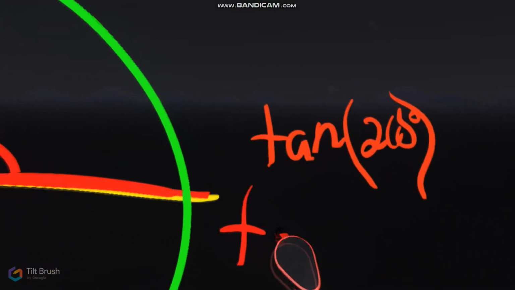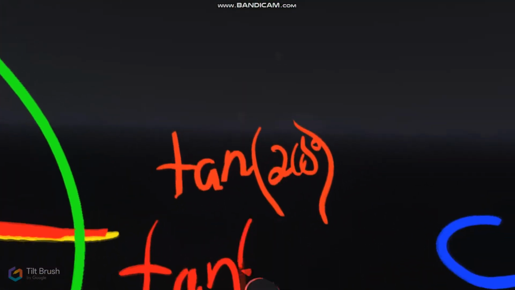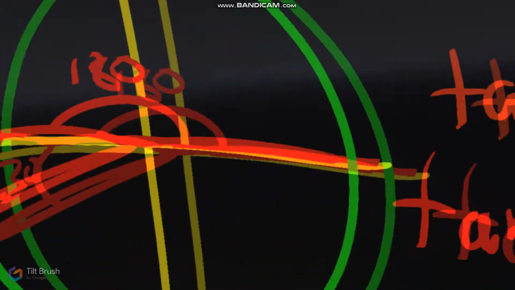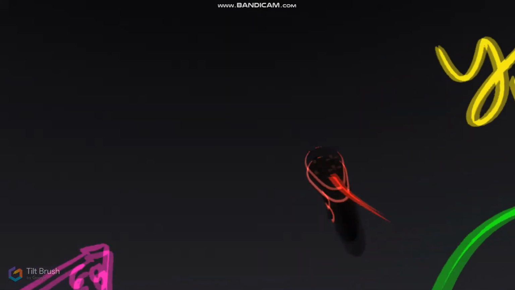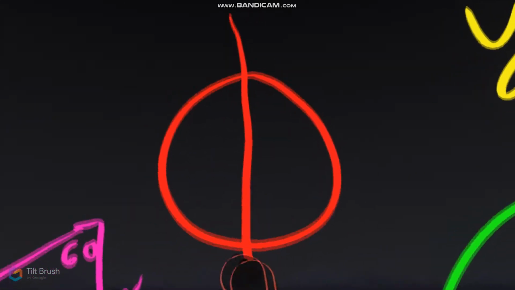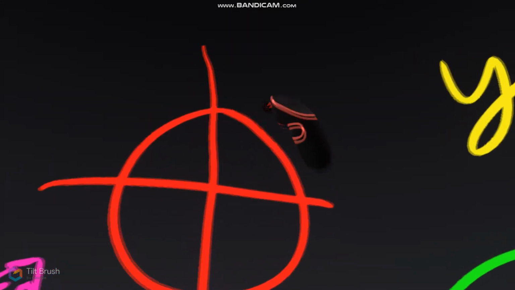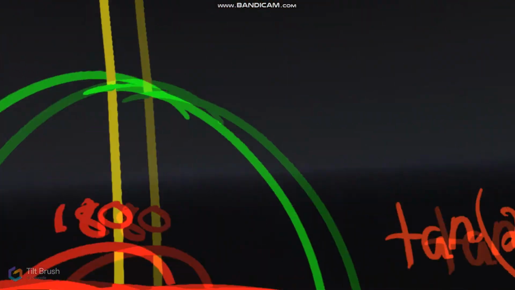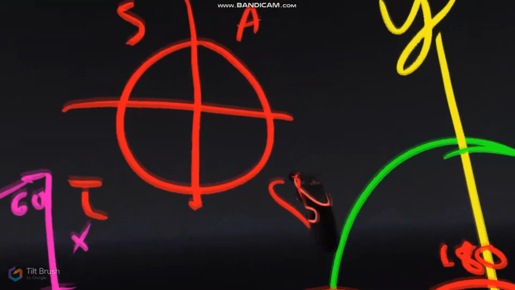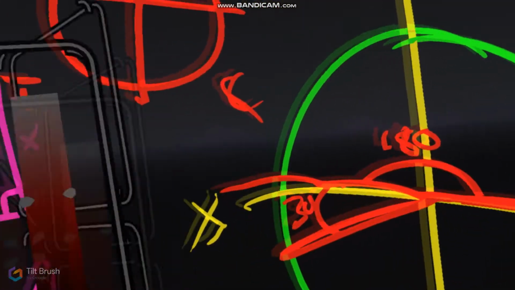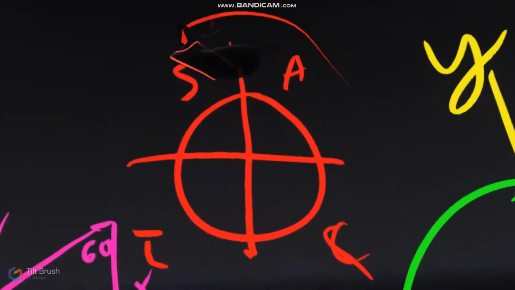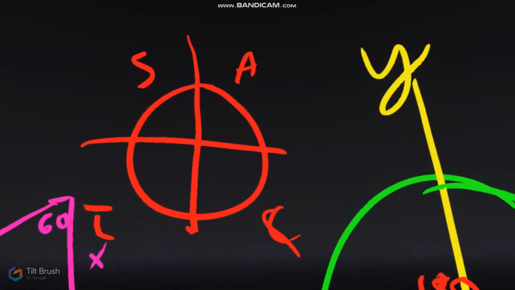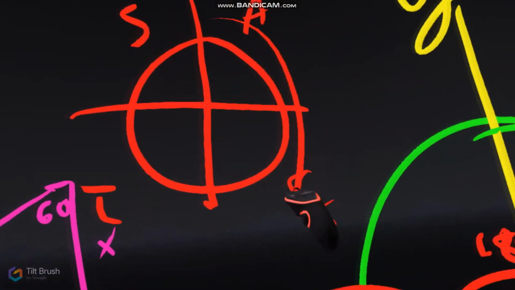So the tangent of 210 degrees equals, we also have this. This has to do with the quadrants. All Students Take Classes. Basically, this tells us what is positive in which quadrant: all, sine, tangent, and cosine.